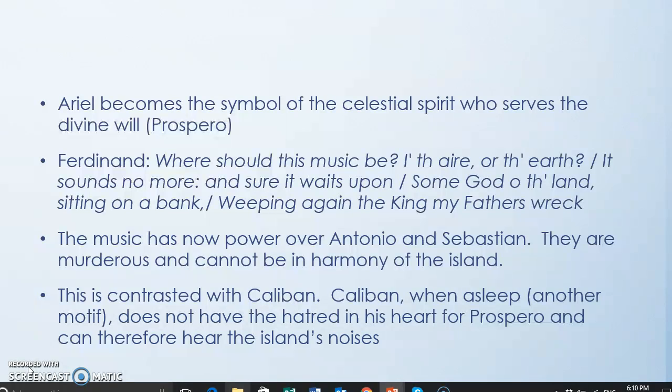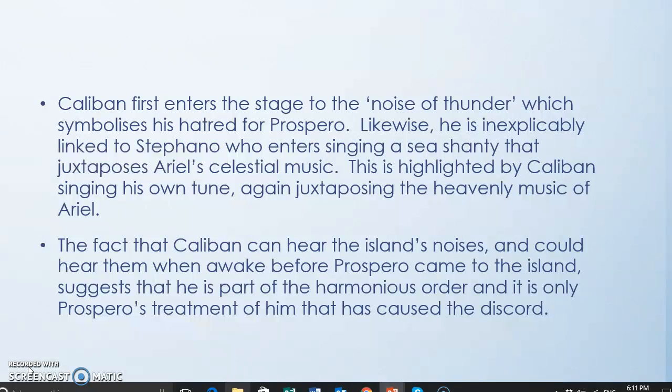Contrast this with Caliban. Caliban, the creature, the monster, the fish, the savage, the slave, abhorred slave, all these words that are used to describe him. And yet Caliban, when asleep, and don't forget sleep itself is a motif within the play, but Caliban, when asleep, does not have the hatred in his heart for Prospero, and therefore he can hear the island's noises, and he reassures Stefano and Trinculo.